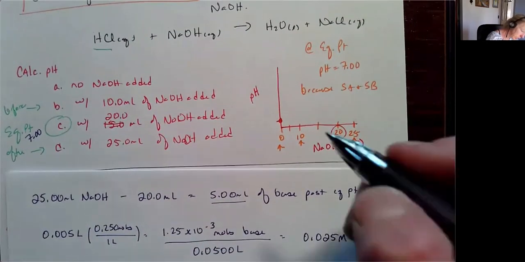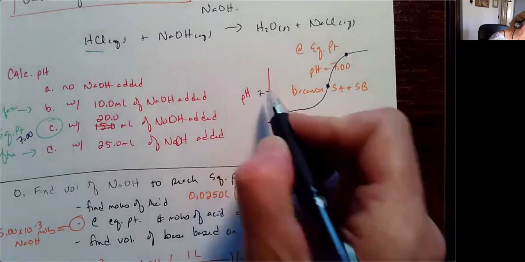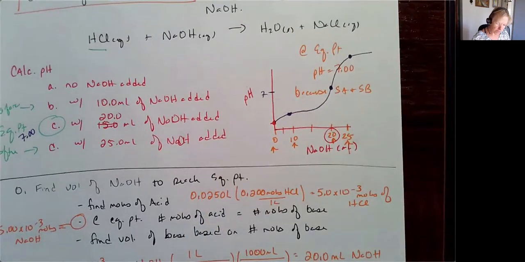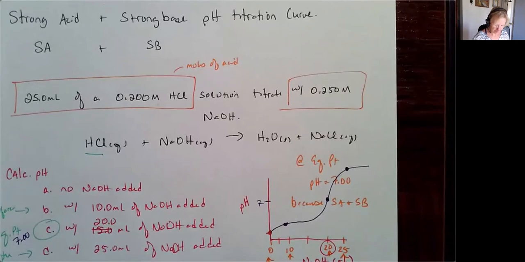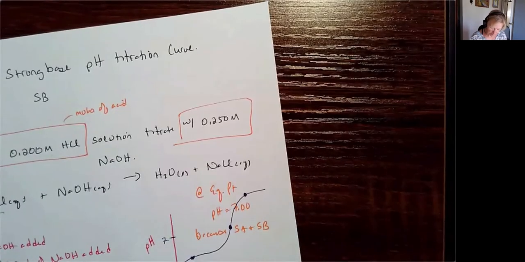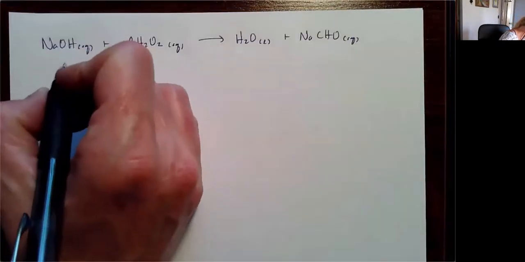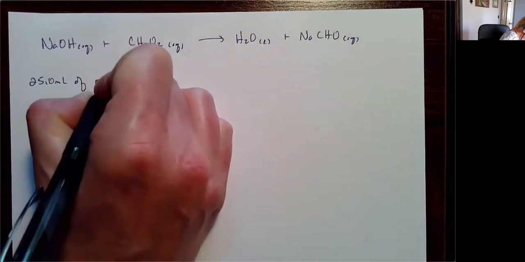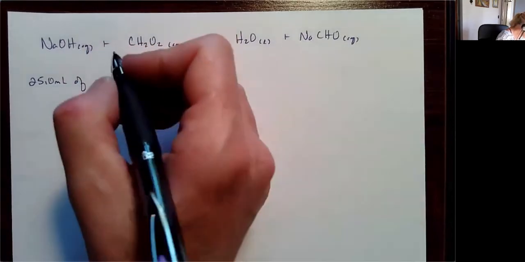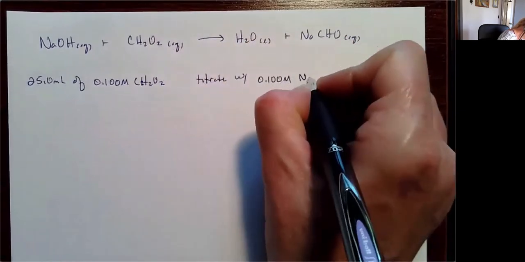So what my titration curve would look like, strong acid, strong base. And this is always going to be at 7 for strong acid, strong base. Now if I have a weak acid and a strong base, a weak acid, strong base titration curve is going to look different because I have that area in the beginning where I have a buffer region. So let's say I take sodium hydroxide and I react that with formic acid. 25 mils of my acid, and my acid is a 0.100 molar, and I'm going to titrate that with 0.100 molar NaOH.